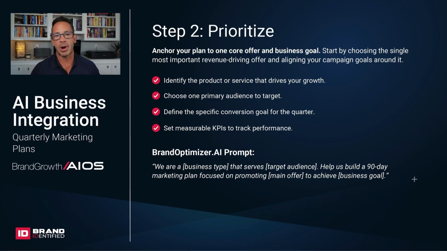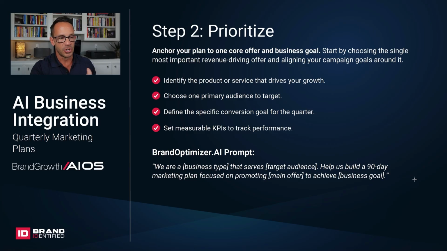So with this step in the framework and then all upcoming steps in the framework, I've provided you with an AI prompt to use to help you to build out your strategy. More specifically, I've given you a BrandOptimizer.ai prompt. Now, BrandOptimizer.ai is a custom GPT that I've developed over at Brand Identified from working with hundreds of clients over the past 25 years. So I want to make sure that you're taking all of these prompts and entering them into that custom GPT over at BrandOptimizer.ai because it is the only one that has access to that knowledge base.